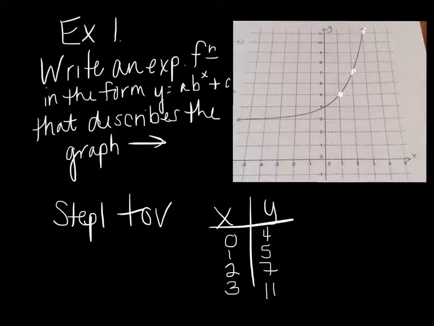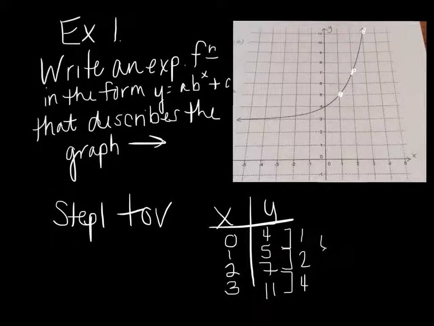So now, in order to determine the b value, we need to examine the change in the y values and see if there's a ratio between each of them. So if I first look at the change in these successive y values, I'm going to get a 1, 5 minus 4, a 2, 7 minus 5, and finally 11 minus 7, a 4. So we have a change of 1, a change of 2, and a change of 4.